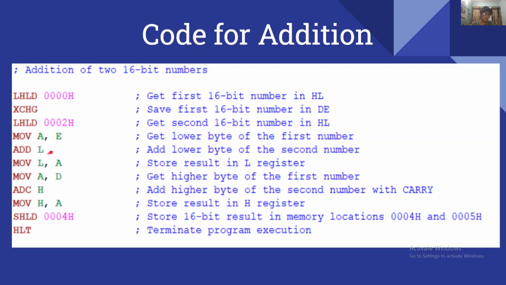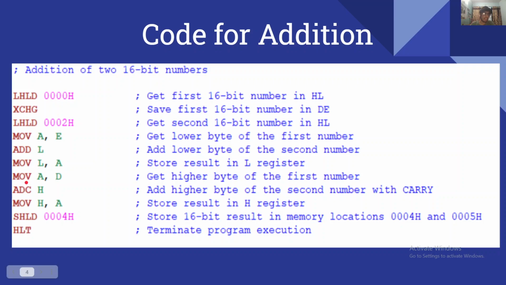So this is the addition of the two least significant bytes, and then again we will store the result from the accumulator in the L register, so the least significant byte of the result would be stored in the L register.